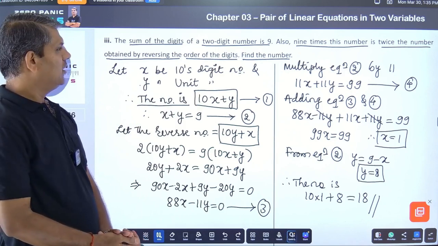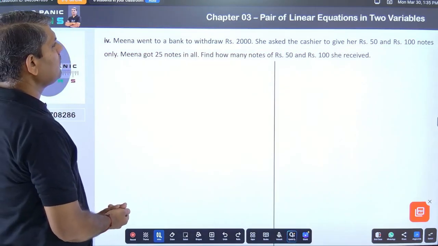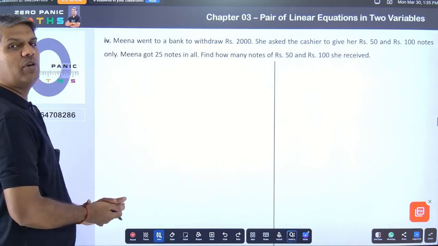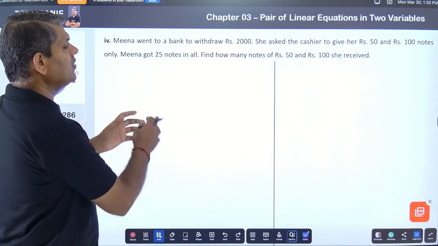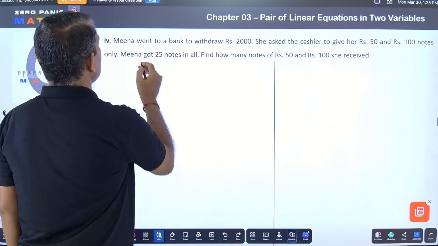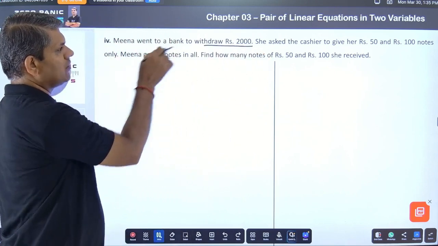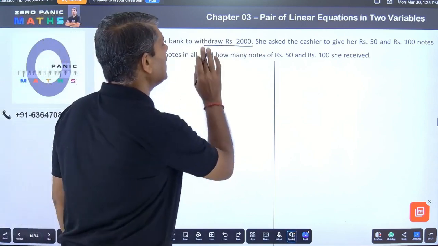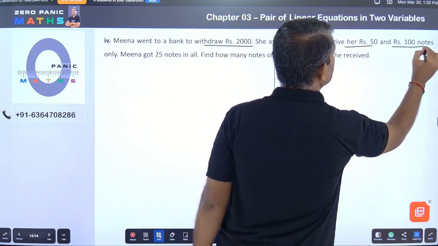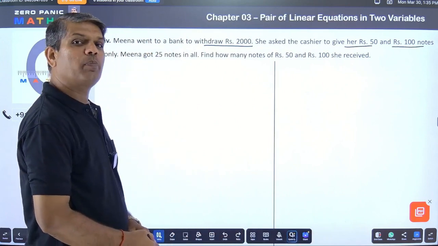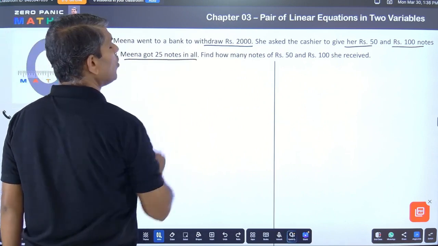Understood? Okay, let us move to the next problem. Now this is a little bit different. Let us find out what is given and how do we convert this into an equation. Meena went to a bank to withdraw 2000 rupees. Since some number is given, that will be helpful for us. Let us underline that. She asked the cashier to give her rupees 50 and rupees 100 notes. Mark that also. Meena got 25 notes in all.